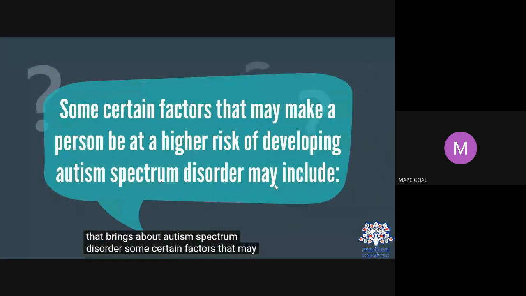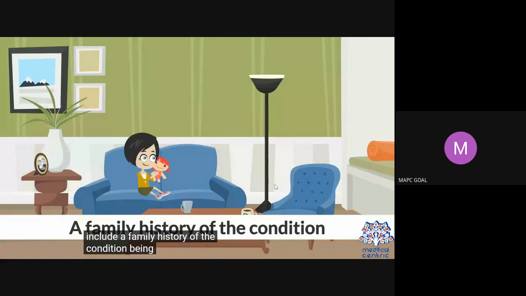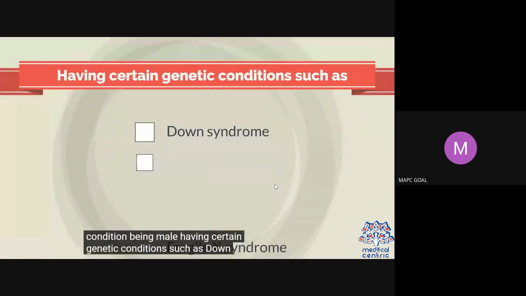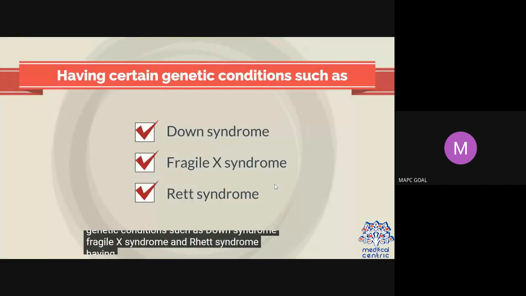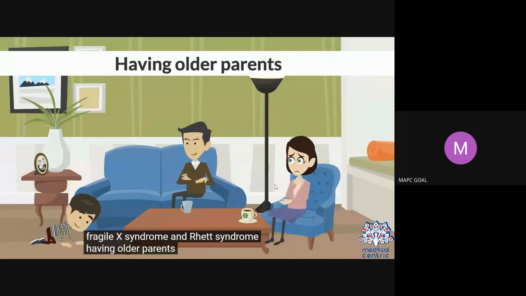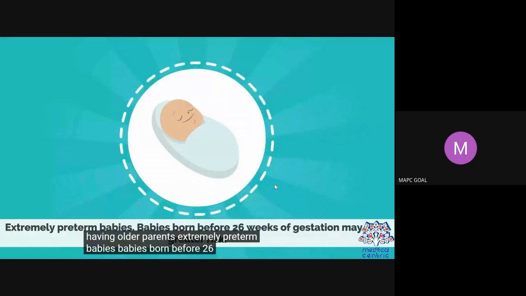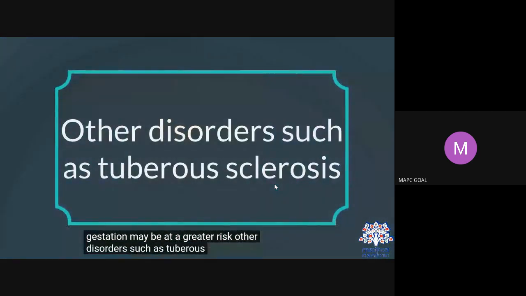Certain factors that may make a person be at a higher risk of developing autism spectrum disorder may include a family history of the condition, being male, having certain genetic conditions such as Down syndrome, Fragile X syndrome, and Rett syndrome, having older parents, and extremely preterm babies. Babies born before 26 weeks of gestation may be at a greater risk. Other disorders, such as tuberous sclerosis.